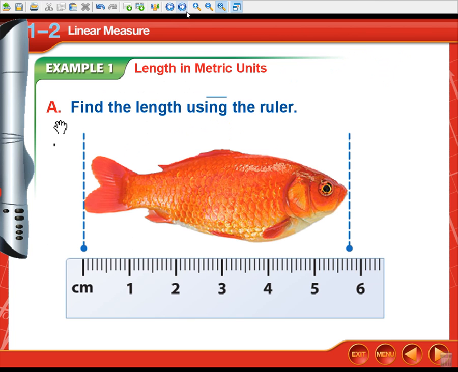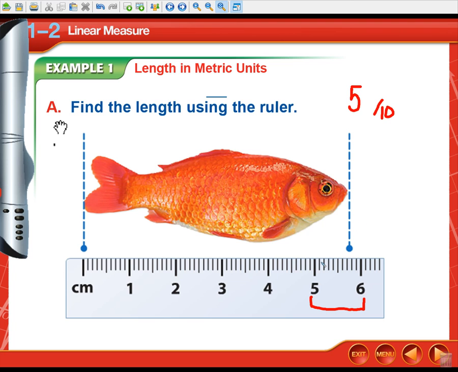All right, moving on. First thing up, find the length using the ruler. So we want to use this ruler here to help us find the length of this fish. Right off the bat, I know that this is going to be between 5 and 6. Now, I want to count how many hash marks we have in between 5 and 6. So how many does it take to get from 5 all the way to 6? It looks like there are 10 hash marks, okay? So whatever we do, we're going to have 5 and something over 10.